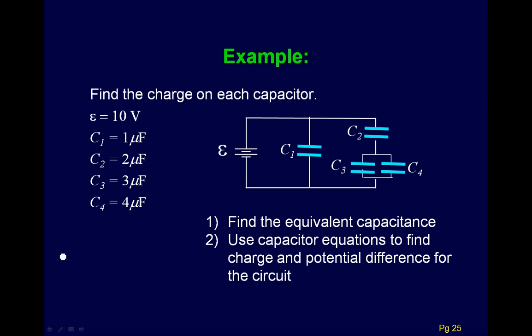And then we're going to go through and use our capacitor equations to find the charge and the potential difference for all different parts of the circuit. With more complicated circuits like this, there's a little routine. It's kind of like solving a little puzzle we can go through to solve for all this. And here's our capacitance style equation.